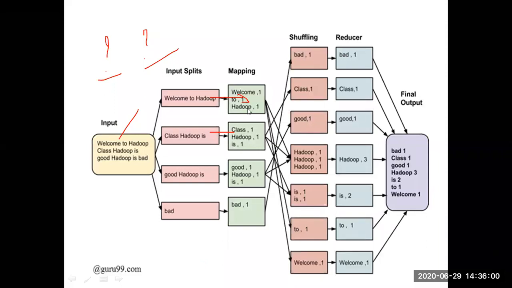See, the concept is that for every part of the file, one map will be given.